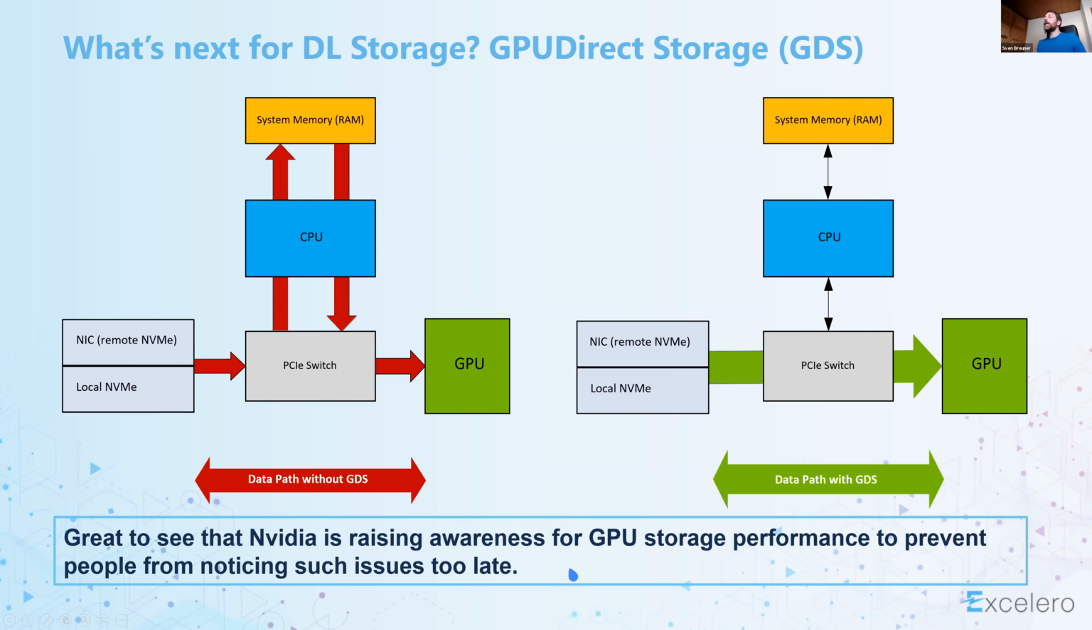As you can see from the results that we saw before for this particular combination of BeeGFS and NVMesh, I think the numbers are already pretty optimal, so they would not be much different with GPU Direct. But I think it's great that NVIDIA is at least now raising the awareness for GPU storage so that we can help prevent people from running into these issues only too late.